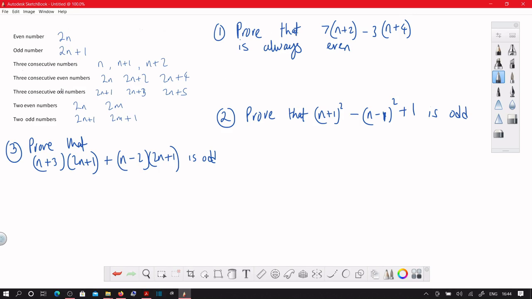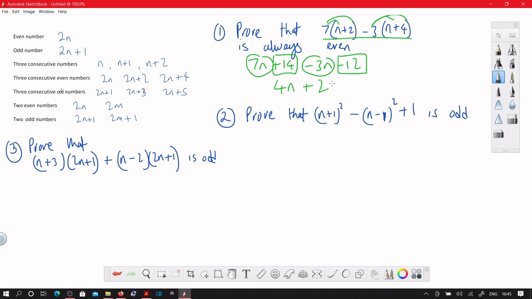I'm going to prove that this expression here is always even. I'm talking about this one here. So what I'm going to do is expand. Then this bit over here. Negative 3 times 4 is negative 12. Simplify. 7n take away 3n is 4n. And then you just got the numbers. 14 take away 12 is 2.